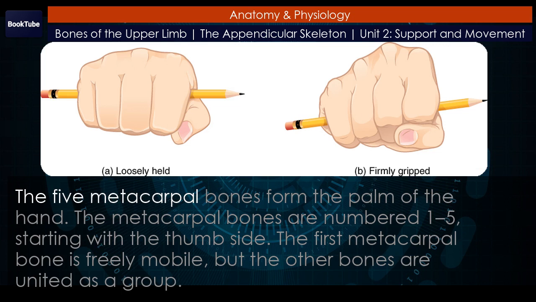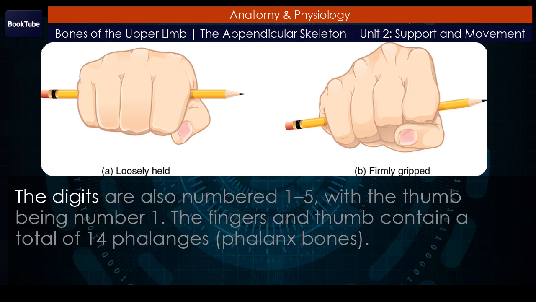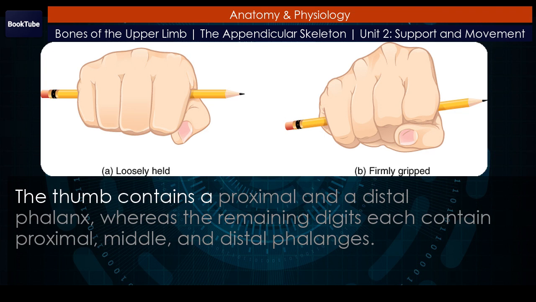The 5 metacarpal bones form the palm of the hand. The metacarpal bones are numbered 1 to 5, starting with the thumb side. The first metacarpal bone is freely mobile, but the other bones are united as a group. The digits are also numbered 1 to 5, with the thumb being number 1. The fingers and thumb contain a total of 14 phalanges, phalanx bones. The thumb contains a proximal and a distal phalanx, whereas the remaining digits each contain proximal, middle, and distal phalanges.